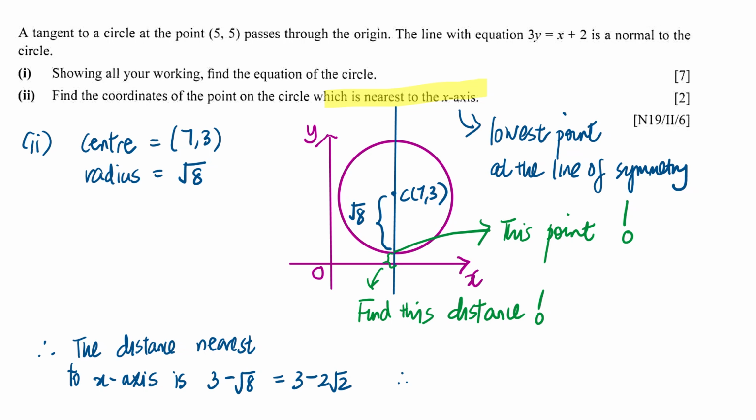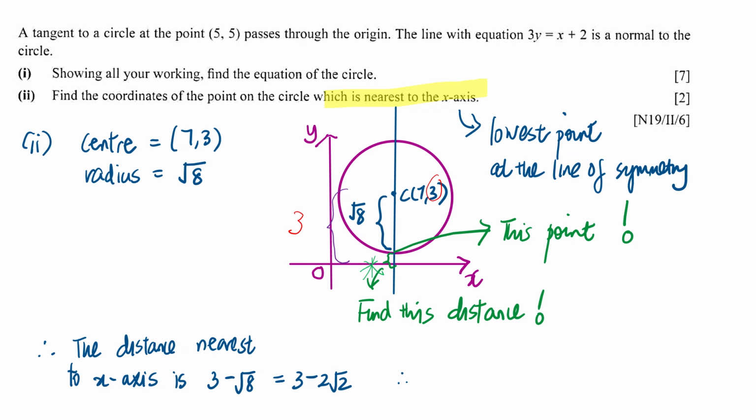And from here to here, we know that it's 3 units. Why 3 units? Because the x-coordinate of your point C is 3. So therefore, the distance that is this distance here will be 3 minus square root 8.